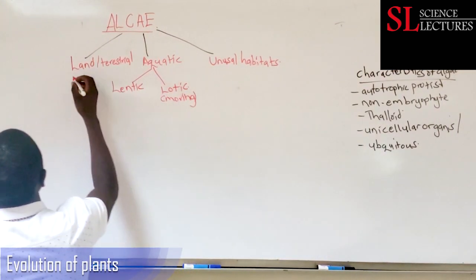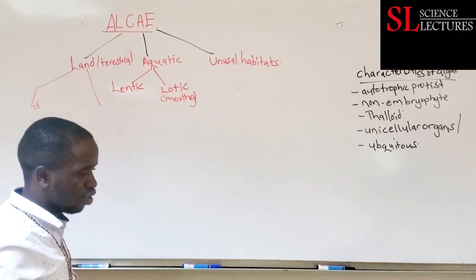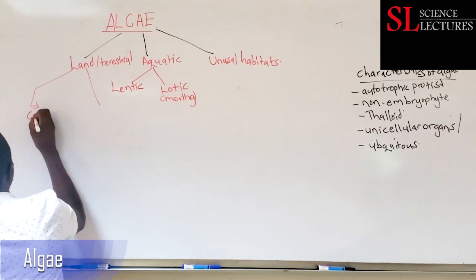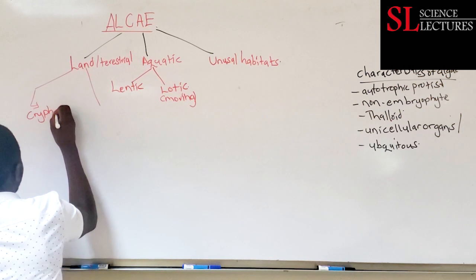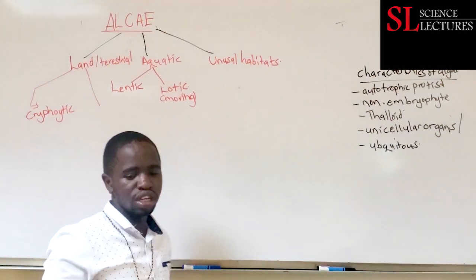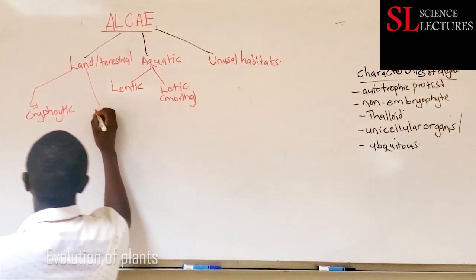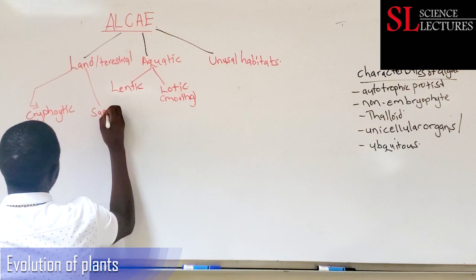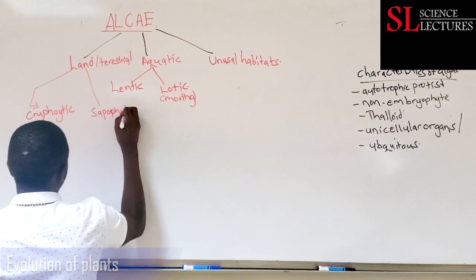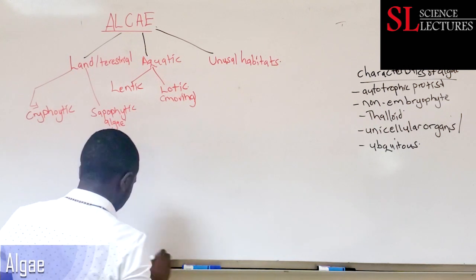Then lotic algae is the one we find in moving waters, for example, in streams, in rivers. Then terrestrial algae is also divided into two. We have algae that is found under the soil, that is what we call cryophytic algae. Then we have algae that is found on top of the surface, that is what we call sapophytic algae.